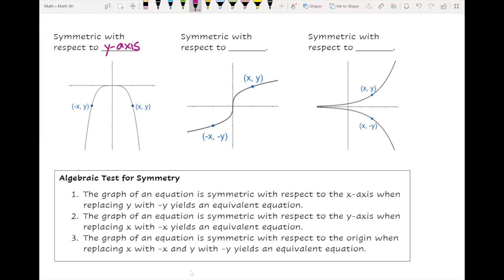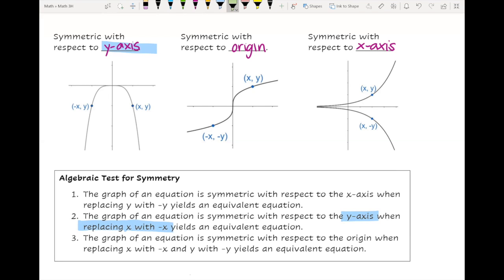If it's symmetric with respect to the origin, it's like it got rotated 180 degrees around the origin. And being symmetric with respect to the x-axis will be like a mirror image around the x-axis. So here's my x-axis. It's the same on both sides, total mirror image. So you can visually tell on the graph, but we can also algebraically tell when we are symmetric with respect to the y-axis. That is when the x is replaced with a negative x.